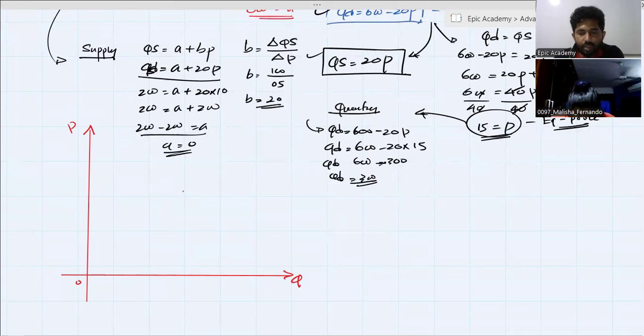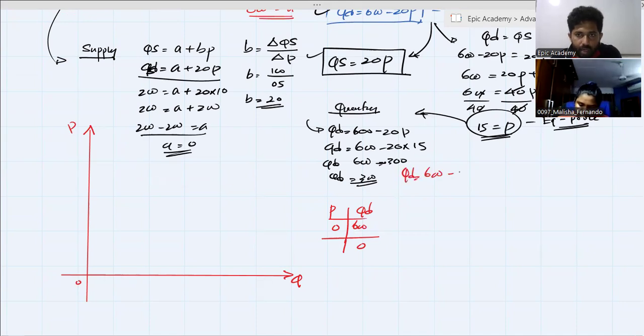First of all, take the QD equation. Just assume that when P equals 0, what will happen to the value of QD? And assume that if QD equals 0, what will happen to the price? Okay, just assume that price is 0, then 0 multiplied by 20, QD must be equal to 600. Are you okay with that? Yes, sir. Okay, right.